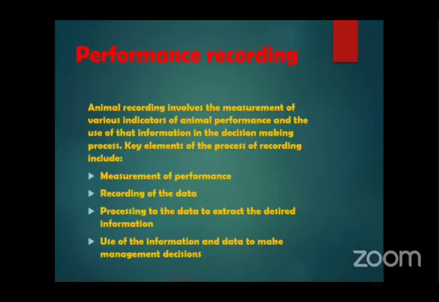So what are the elements of this? We measure that performance. Then we also record that data. Once the data is recorded, the data will be processed. And this processing will end up with what we call the EBVs, the estimated breeding values, through the genetic evaluation. Then we will use that information to help us make management decisions. And at policy level, at a higher level, this decision will be made.